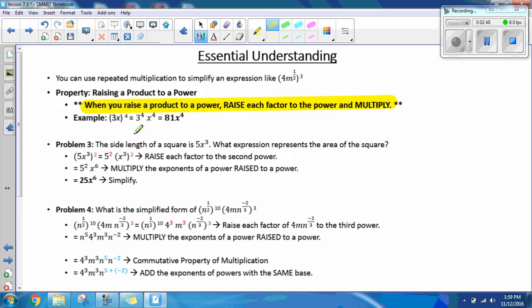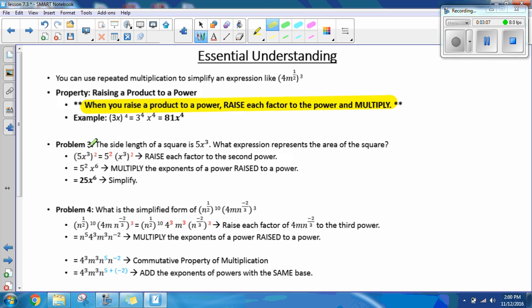If the side length of a square is 5x to the 3rd power, then how do we find the area? Well, if one side is 5x to the 3rd power, we know that we can square the length to find the area. So we get the quantity 5x cubed raised to the 2nd power.